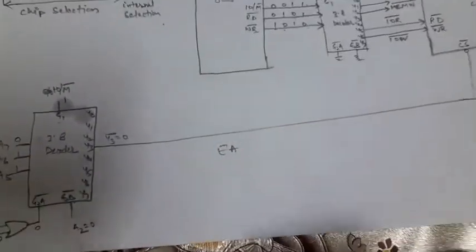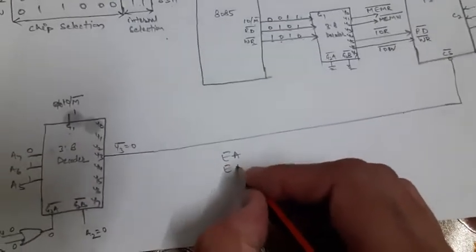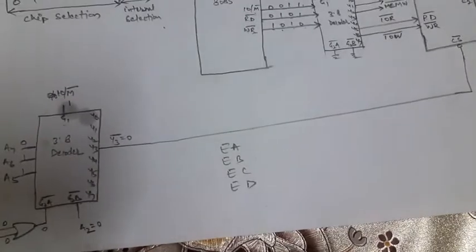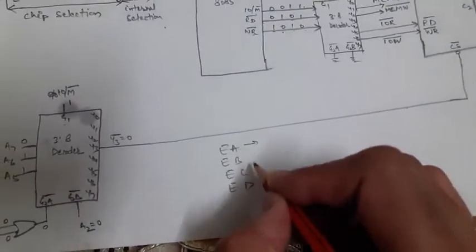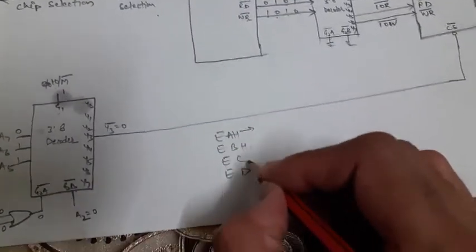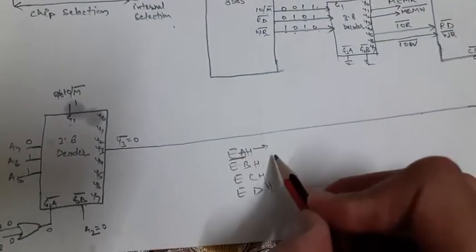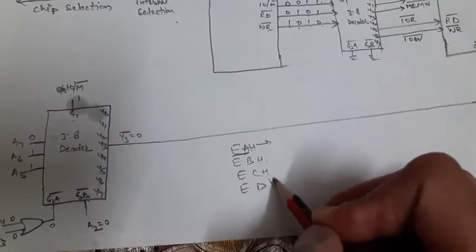Suppose this is your address, EA, EB, EC and ED. Now you can take these addresses. What if we expand these addresses? I use H for all these addresses for hexadecimal. So if I expand this EA, don't confuse this H, this is for hexadecimal only.